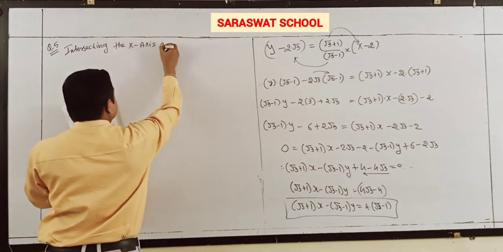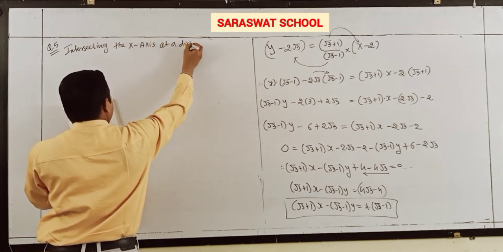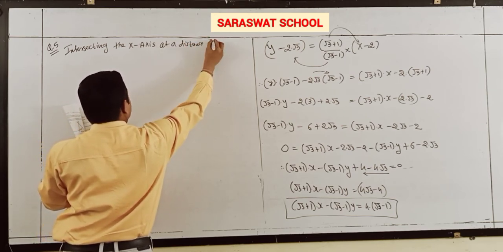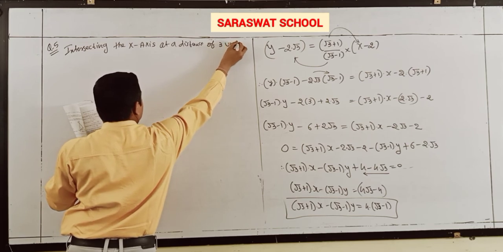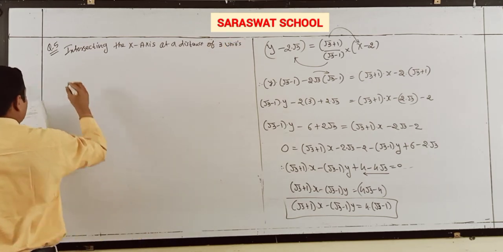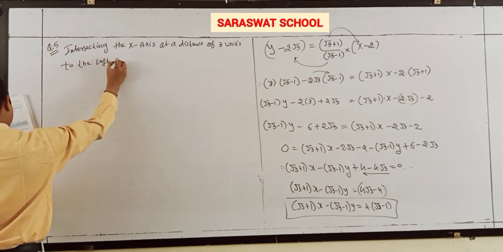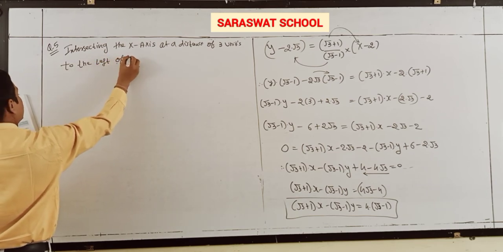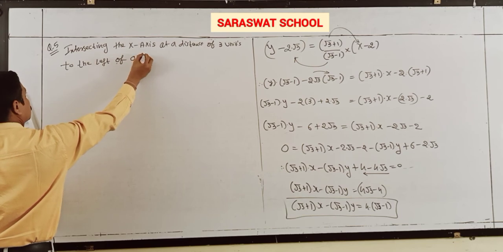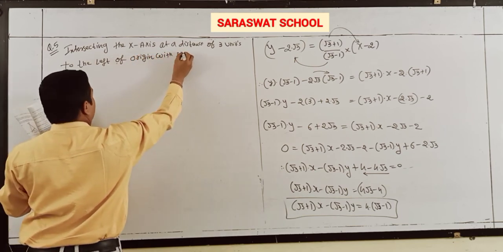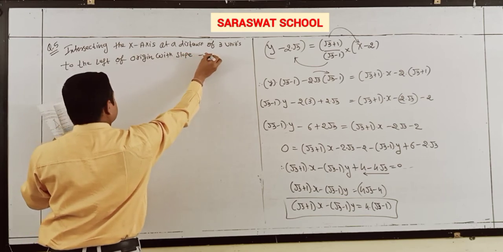Intersecting the x-axis at a distance of 3 units to the left side, to the left of the origin, with the slope already given, students, as minus 2.